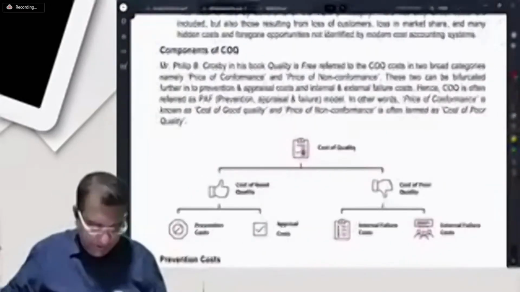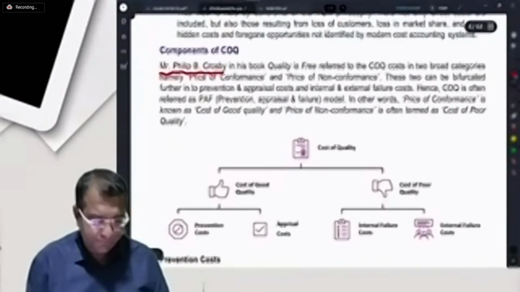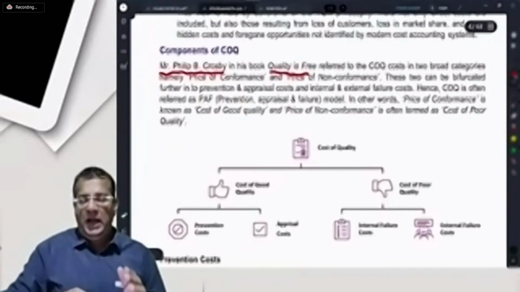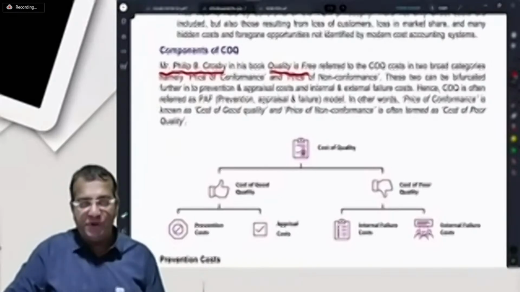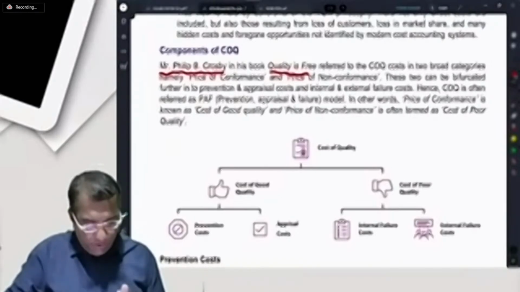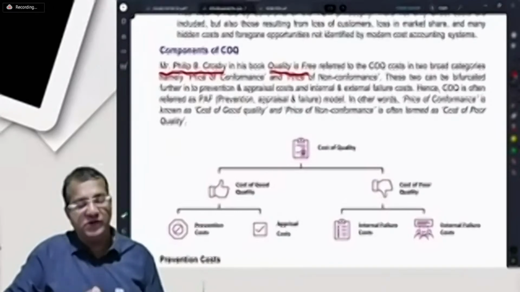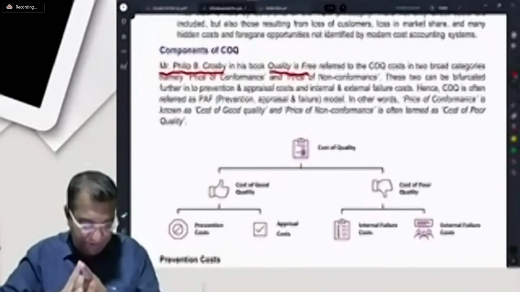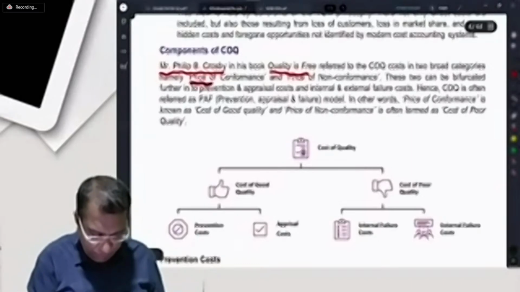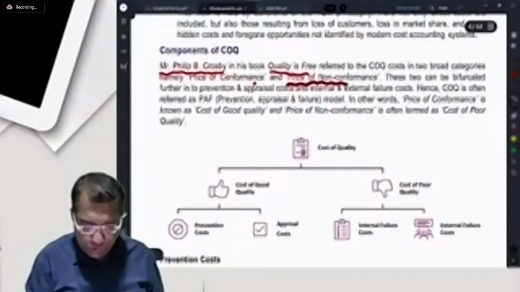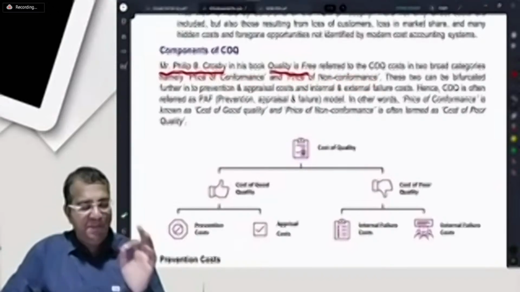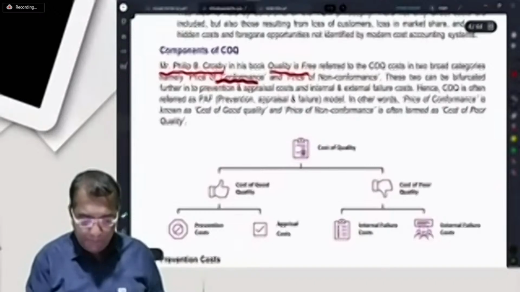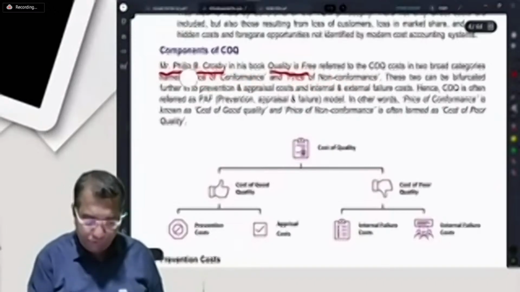Now, there is one author named Mr. Phillips. He has written a book named Quality is Free, and has given the proper nomenclature to this concept, cost of quality. According to Mr. Phillips, the quality cost, that is the cost of quality, will be bifurcated into two parts: cost of conformance and cost of non-conformance. In simple layman language, cost of conformance can be known as cost of good quality, and cost of non-conformance can be known as cost of poor quality.